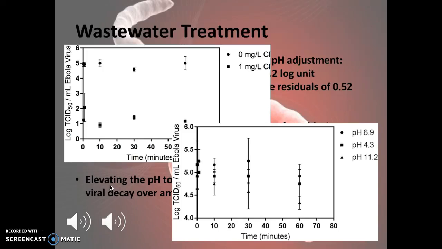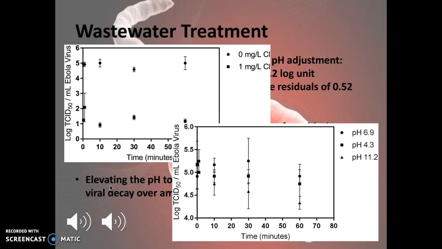So the first graph here compares the inactivation of Ebola virus using 0 and 1 milligram per liter sodium hypochlorite. The addition of 1 milligram per liter sodium hypochlorite resulted in an immediate free chlorine residual of 0.16 milligram per liter, which inactivated 3.5 log of Ebola virus in 20 seconds.